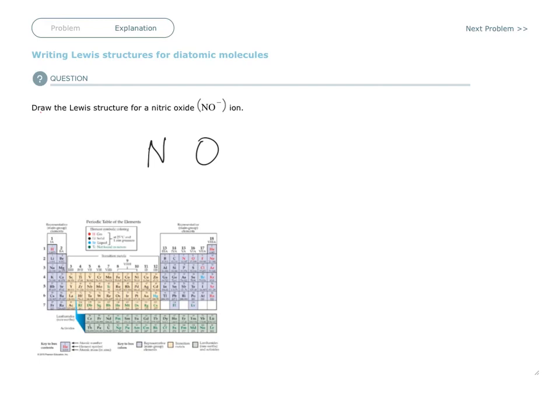All right, so let's start over. My next guess is that if it doesn't work with one bonding pair, you try a double bond. So we'll go back. I have 5 plus 6 is 11, plus 1 is 12. That's 6 bonding pairs. So I'm going to put one bonding pair here and another bonding pair here. Now I have 4 left. I'll come over here and put 2, and come over here and put 2.